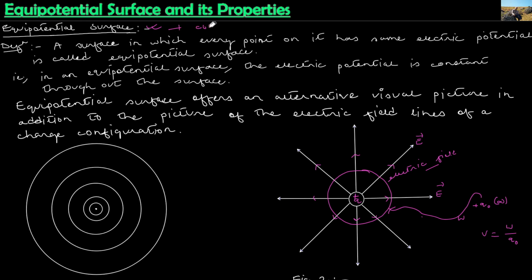This equipotential surface finds applications in the surfaces of all conductors. The surface of all conductors should be an equipotential surface. Why? Because when charges move through the surface of a conductor, the voltage should always be constant.